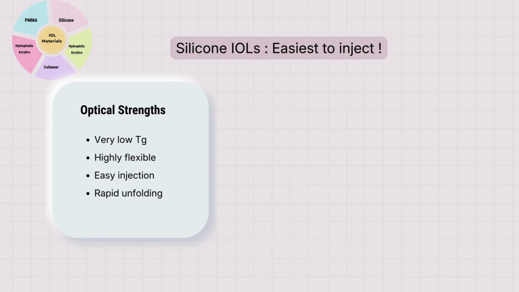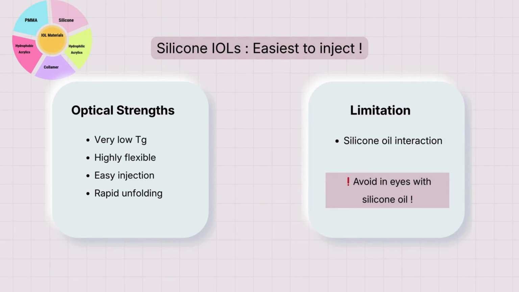Next, we have the silicone lenses. Silicone lenses are highly flexible due to their very low glass transition temperatures. They will unfold rapidly and they are easier to inject, making them surgically convenient. Optically, they have good transmittance, not as good as PMMA, but reasonably good, and a reasonably high Abbe number as well. However, the problem with silicone lenses is that they interact poorly with silicone oil and can accumulate deposits on their surface, limiting their use in certain clinical scenarios like retinal patients, or those who have silicone oil in their eyes.